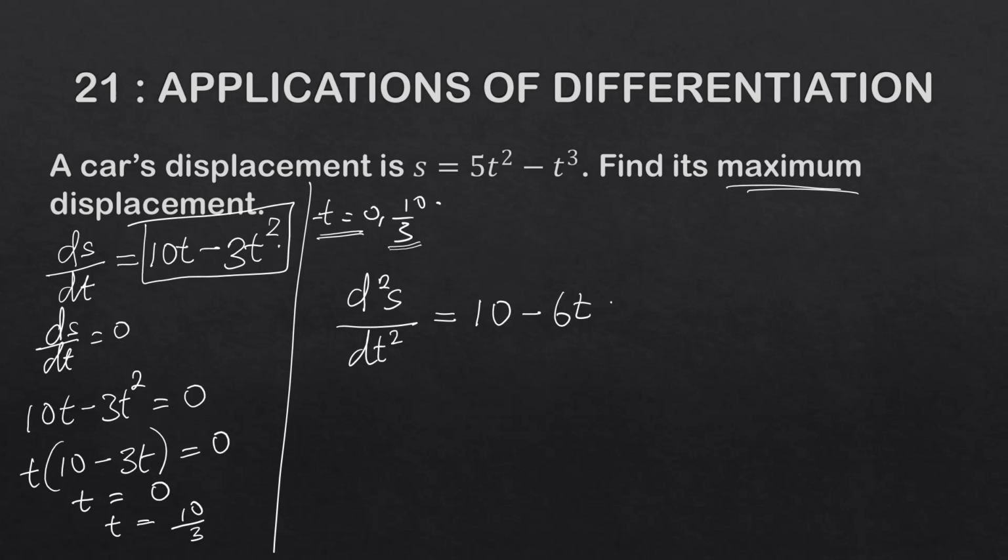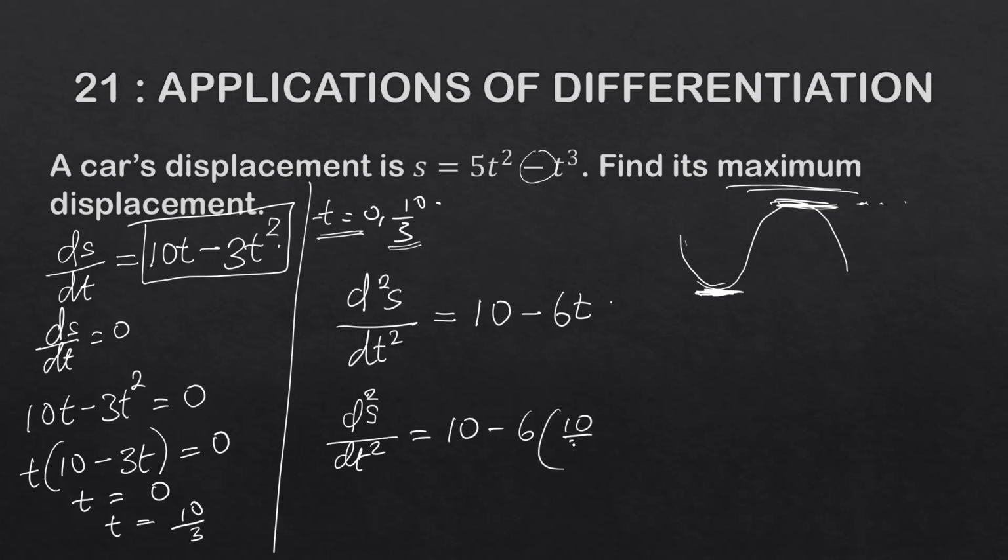Remember, this is going to have 2 turning points. Because the leading coefficient of this one is minus, it's going to start from here, down and up. So we have the first and second one, but this is the maximum. This is what we're interested in, so I'm going to use 10 over 3. So d squared s over dt squared is going to be 10 minus 6 bracket 10 over 3.